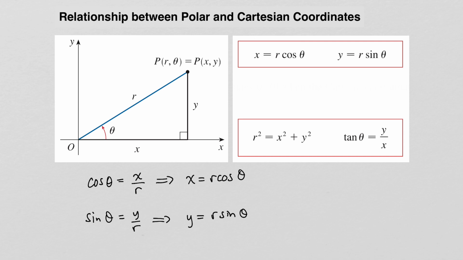But we also know the Pythagorean theorem guarantees that x squared plus y squared is always equal to r squared. And furthermore, tangent of theta, by definition, is y divided by x. So if we're going to convert from polar to rectangular coordinates or from rectangular coordinates to polar coordinates, we may or may not use some of these equations, but you will find sometimes these equations are extraordinarily helpful.